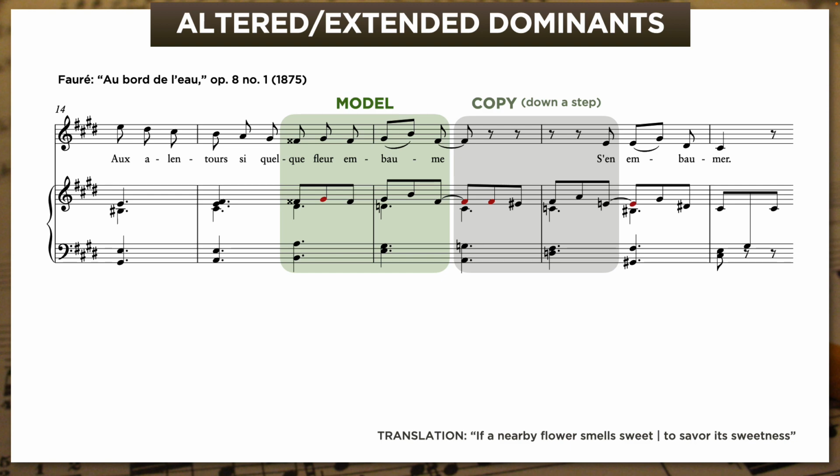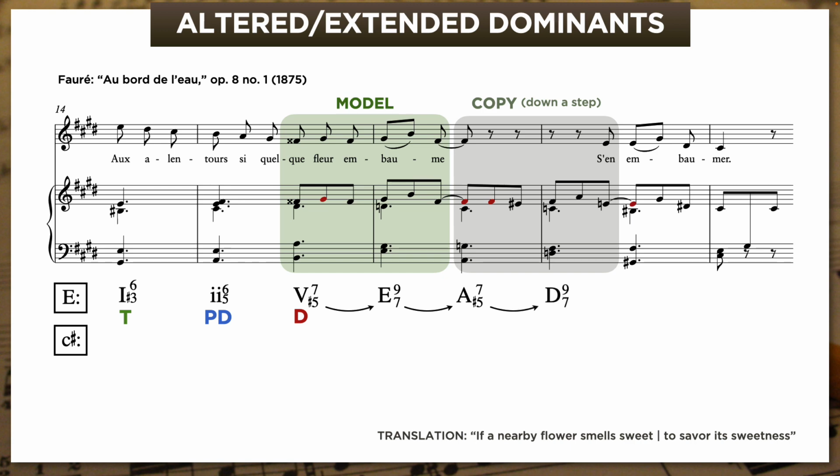Now, there are several ways you could go about analyzing this, but I hear it taking us from E major into C sharp minor, beginning with a functional progression. Tonic with a sharpened fifth, then a predominant, then 5/7 with a sharpened fifth. Then the sequence mixes that type of altered dominant with ones that have added ninths. And from there, there's a quick pivot into C sharp minor for the cadence.